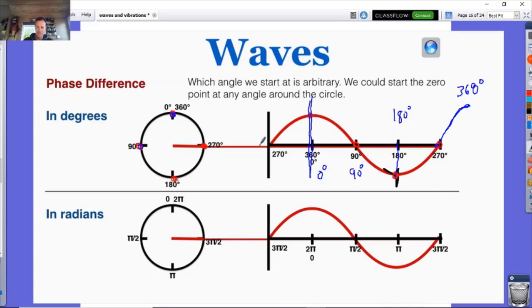Unfortunately, this picture here starts at that point there. I wanted to start at the top, which is just here. So it's going around a complete full cycle.